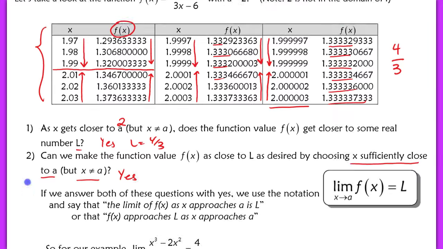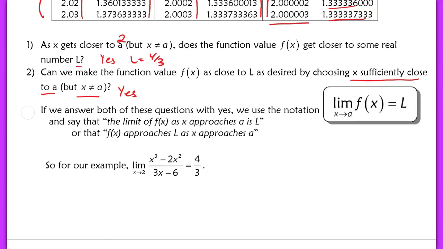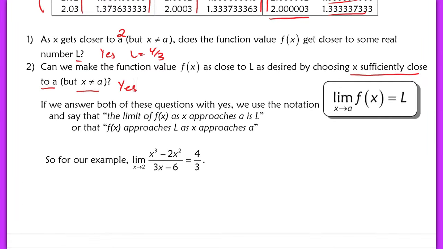Now, if we answer both of these questions with a yes, we will use this notation here. This is the limit notation. Out loud, we would say the limit of f of x as x approaches a is L. So we can also read that as f of x approaches L as x approaches a. Okay. Now, in our example, that notation would be written like this.